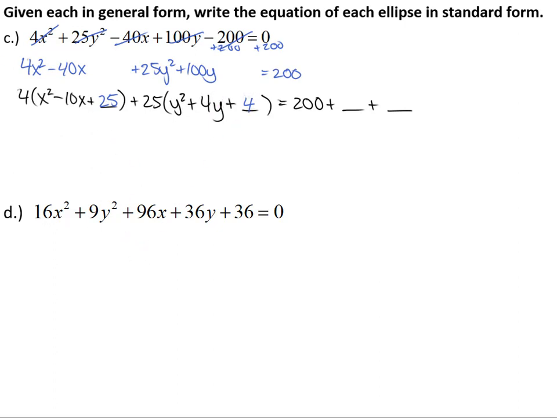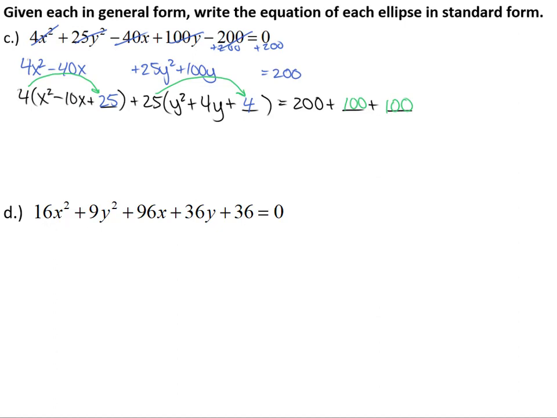Okay, now remember, the value we're really adding to this side is not just 25 and 4 this time. It's 4 times 25 and 25 times 4. So really, that's a value of 100 for both of them. So we really need to add a total of 200 to the right-hand side.